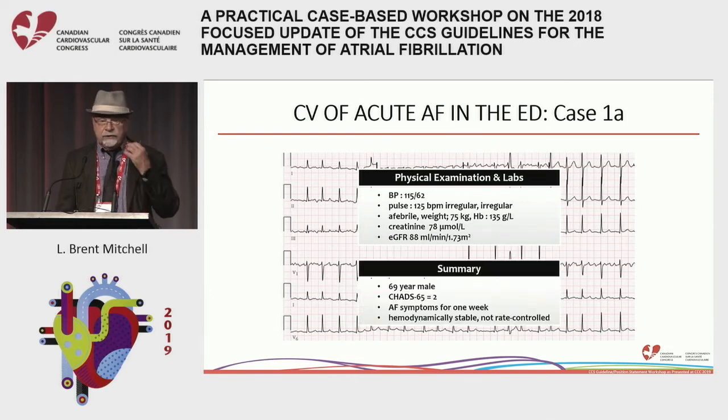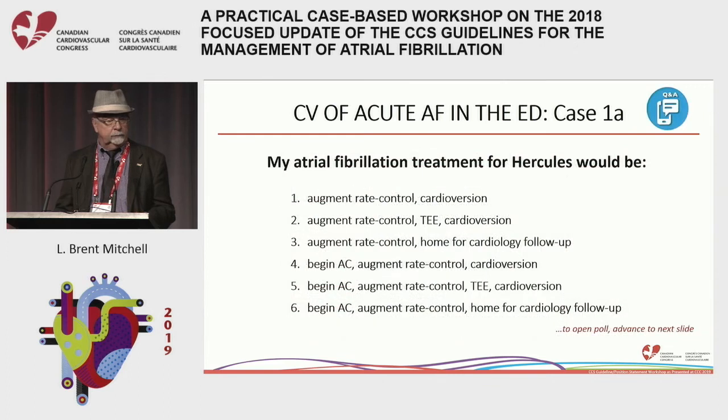So in summary, he's a 69-year-old man, with a CHADS2 score of 2, who's had atrial fibrillation symptoms for 1 week, is hemodynamically stable and not rate controlled. So this is your first question.